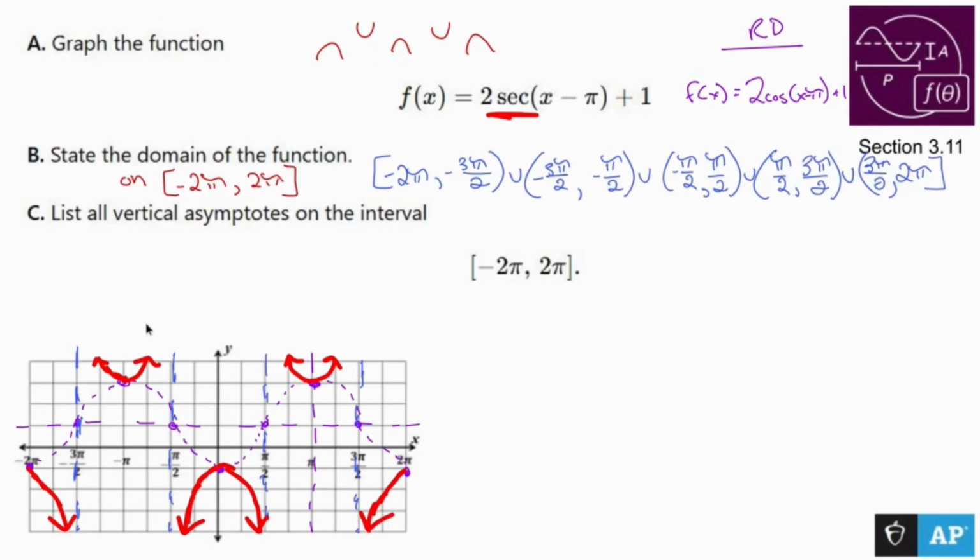What are the vertical asymptotes? There's 4 of them. x equals negative 3 pi over 2, x equals negative pi over 2, x equals pi over 2, and x equals 3 pi over 2. Lots happening in this problem, but we did it.